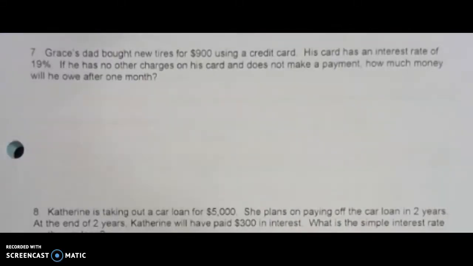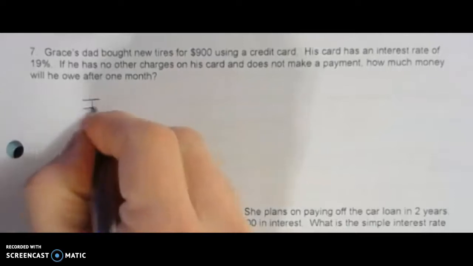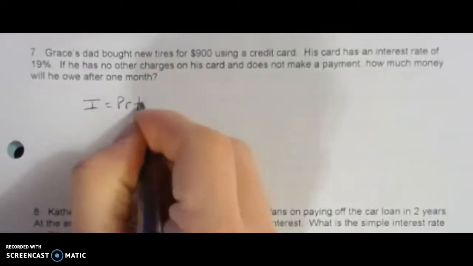In example 7, they tell us Grace's dad bought new tires for $900 using a credit card. His card has an interest rate of 19%. If he has no other charges on his card and he doesn't make a payment, how much money will he owe after 1 month? And so again, we're going to start out with our equation, I equals PRT.